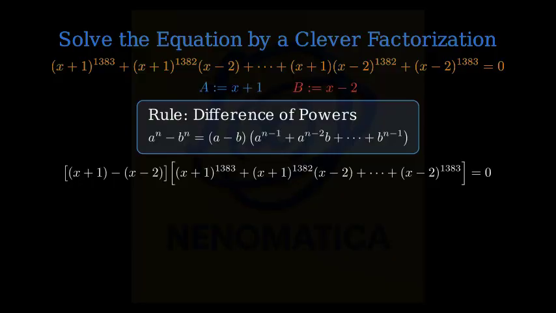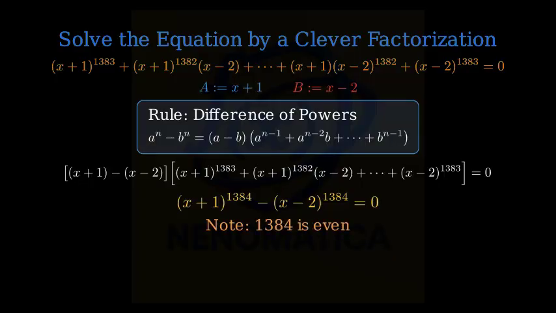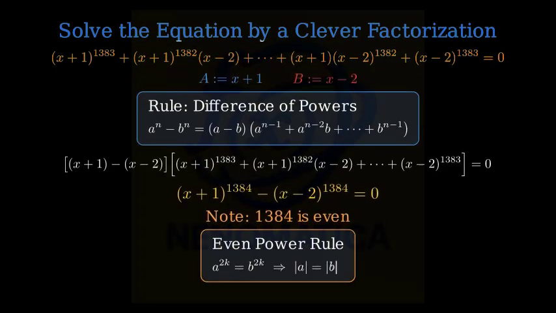So if we multiply both sides by A minus B, which is x plus 1 minus (x minus 2), the left side collapses to A to the power 1384 minus B to the power 1384. From this equation, we have A to the power 1384 equals B to the power 1384. Because the exponent is even, this implies the absolute value of A equals the absolute value of B.